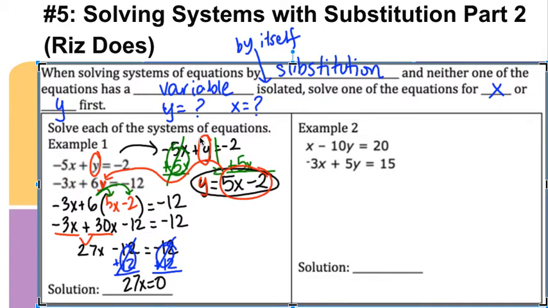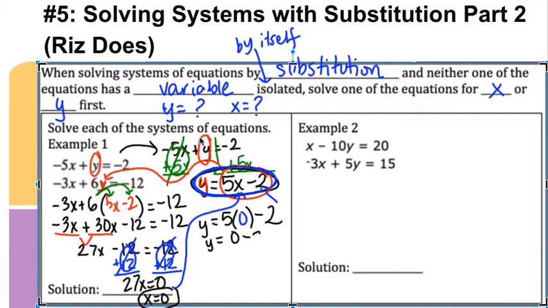If I was to think logically to myself, 27 times what makes 0? That means that x must be equal to 0. Okay, so now that I know what x is, just like I've done in the past, I'm going to take one of these equations, I'm going to choose this one right here, and I'm going to substitute x, or 0, for the x. So now I'm going to write y equals 5, but instead of x, I'm going to write 0 minus 2. So y is equal to 0 minus 2, meaning y is equal to negative 2. So my final solution here is 0, comma, negative 2.